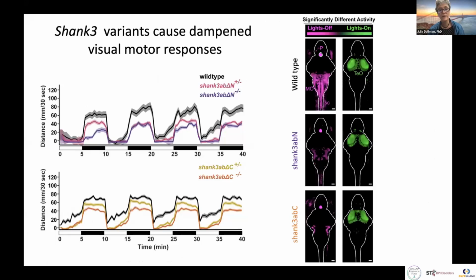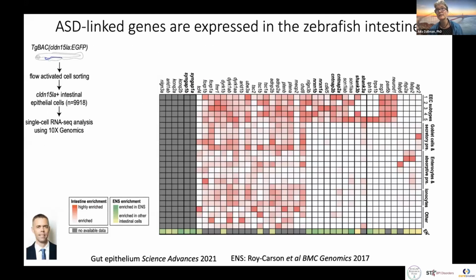And so this raises the possibility that therapies will have to be cognizant of those cells in the gut that will also need to address the genetics of those cells.